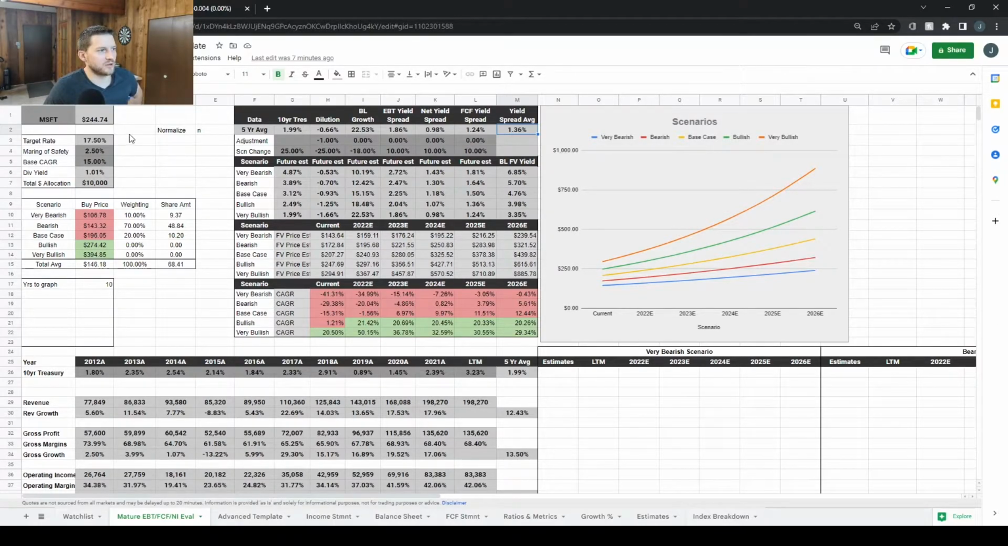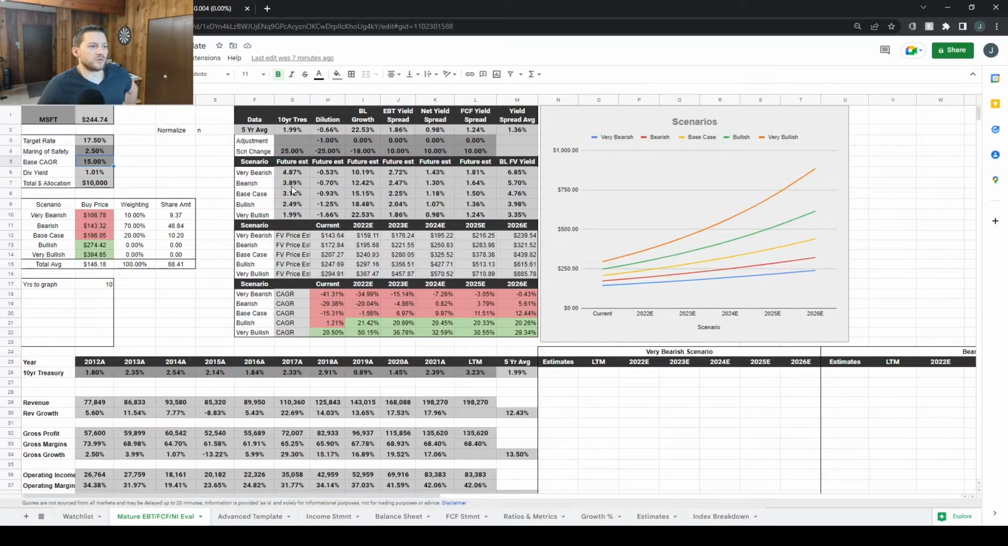So my assumptions are I want a 15% base CAGR, compounded annual growth rate of 15%. I'm giving myself a 2.5% margin of safety, which is a target rate of 17.5%. Add in the dividend yield of 1% on that. Maybe I should lower that a little bit. I could, but I'm going to leave it there for now.